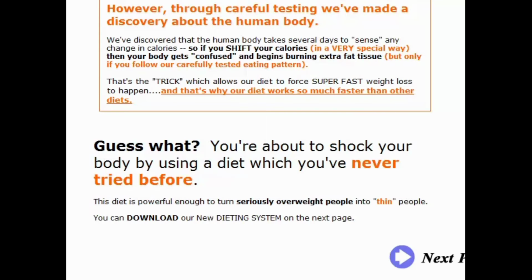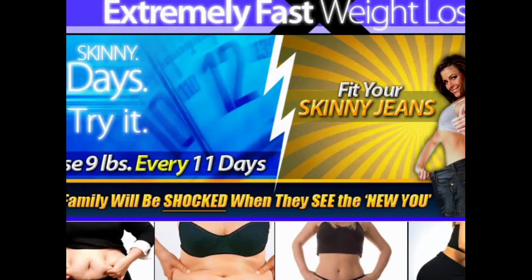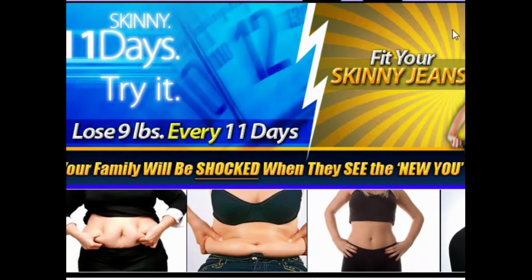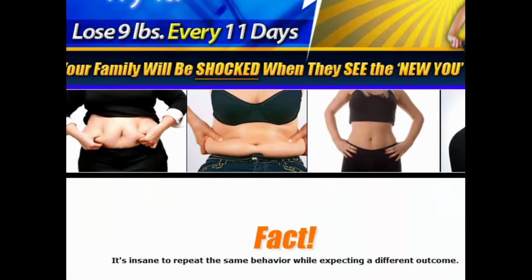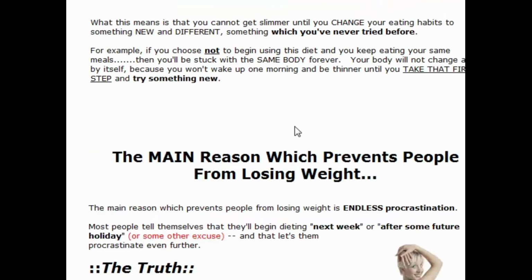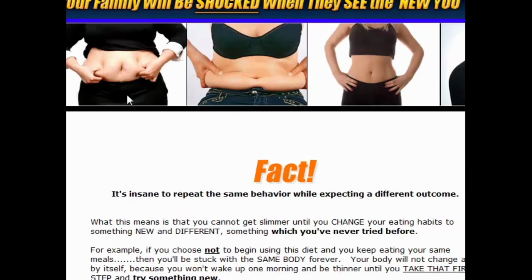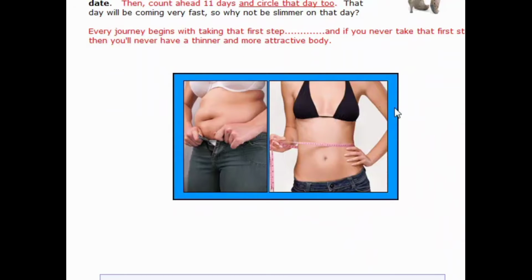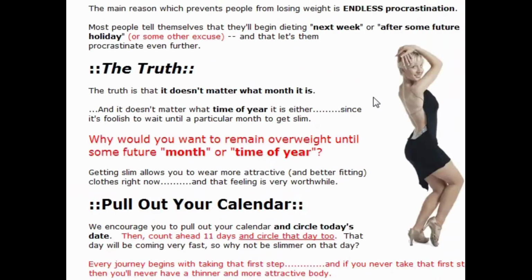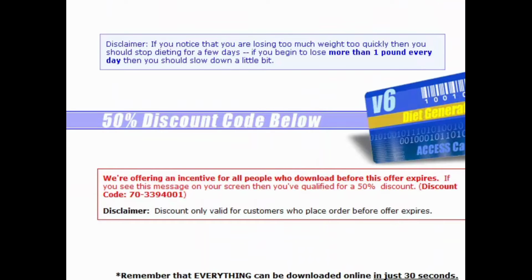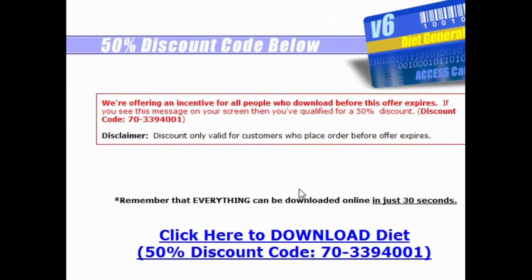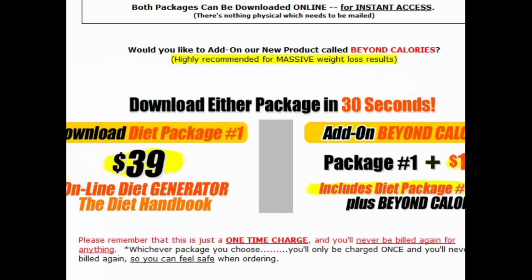And then it just said you can download our new dieting system on the next page. And they're like, oh, sweet. So they click through. And then, of course, more: get skinny, fit in your jeans, your family will be shocked, etc., etc. And once again, they just take you through more sales page. This is what you're going to look like. Obviously, this is tiered towards women. All right, I'm going to start paying attention to the demographics. Everything in here is for women. Oh, and then they're offering a discount code. Okay. So you could use that. Click here to download the diet with a 50% discount code.